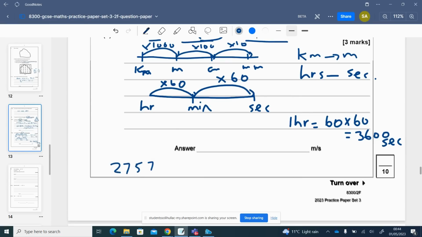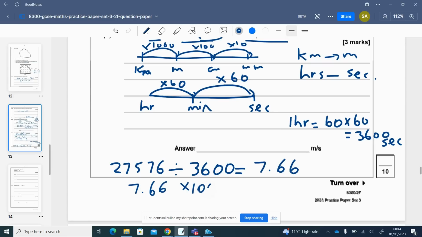Then 27,576, that is the distance. We divide that number by 3,600 because we need to change it into seconds, right? And that gives you the answer, which is 7.66. Okay, and this is still in kilometers. So then we multiply that number, 7.66, by 1,000 to change it into meters. And that gives you 7,660 meters per second. And that's your answer.